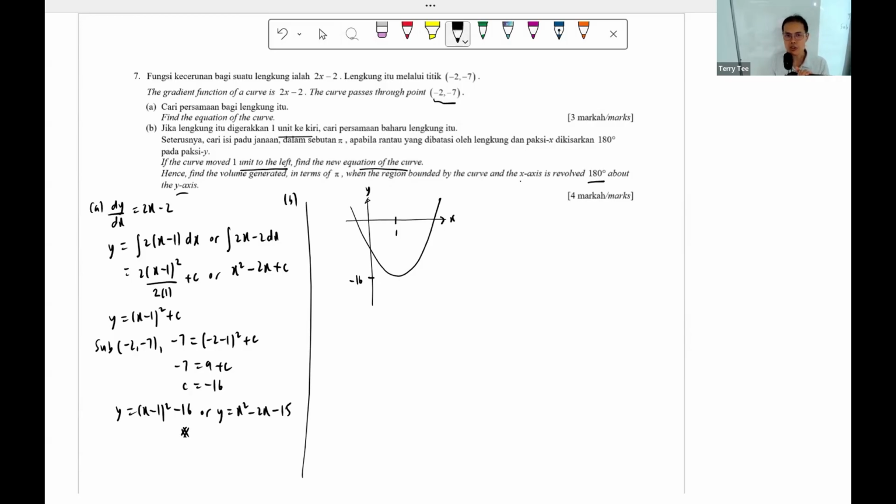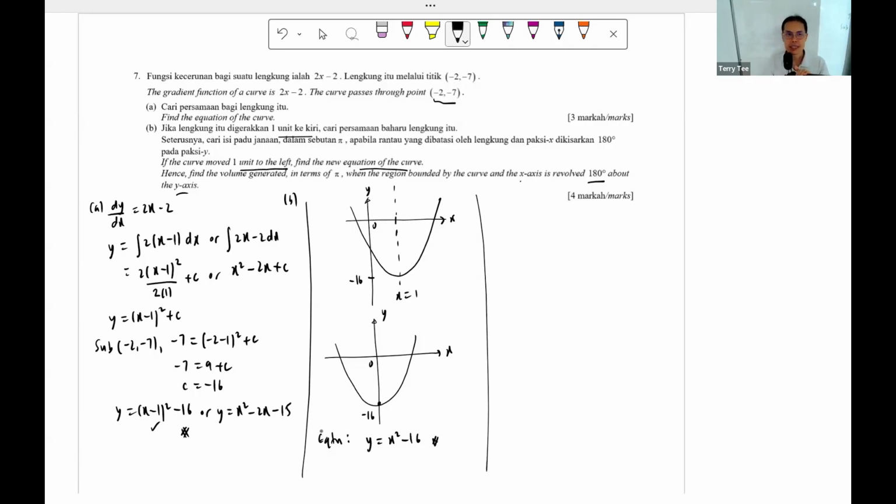Correct? So when you shift to the left, everybody, to the left by 1, what happened? The graph will look exactly like this, right in the middle. This will be negative 16, 0, 0, this is y. So what happened to the equation? Before this, your axis of symmetry is at 1. When you shift to the left by 1, your equation will be y equals x squared minus 16. That's all, because your axis of symmetry is now 0. It's now vertically at the y-axis.